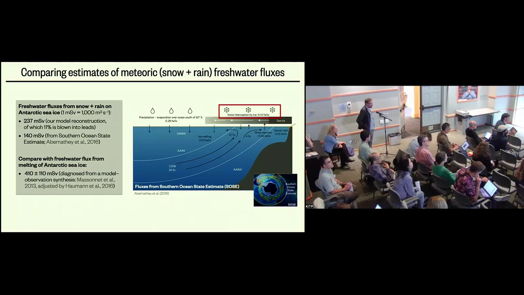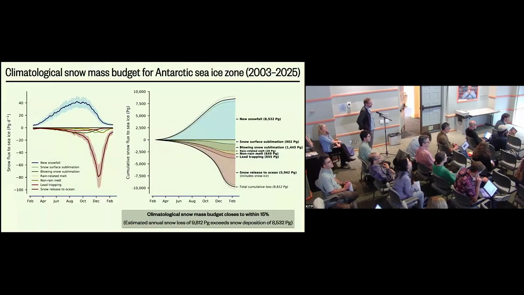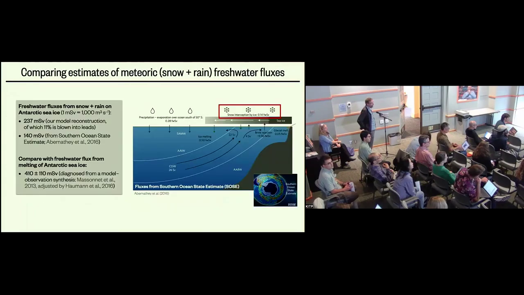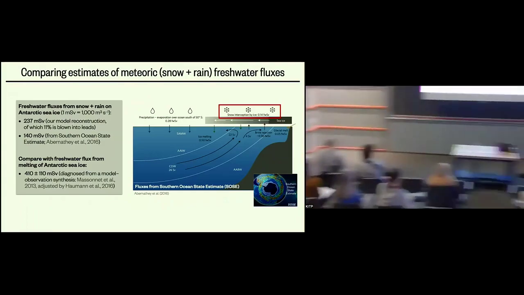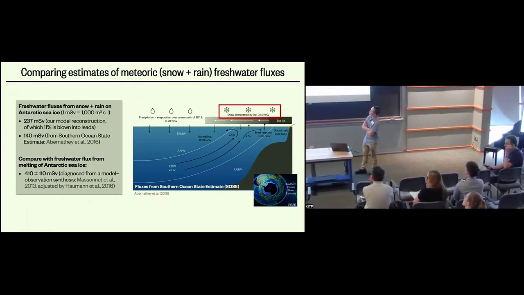Yeah, so this 237 here comes from this snow release into the ocean. So it includes, I think about half of that is going to be snow ice. So maybe a more accurate way to put this would be stuff that was at one point snow. Right. So about half of that 400 of the sea ice melts.